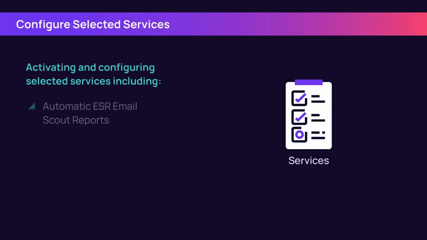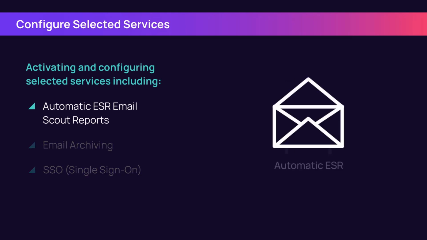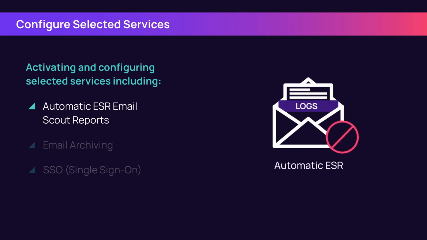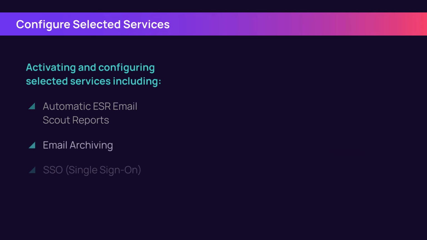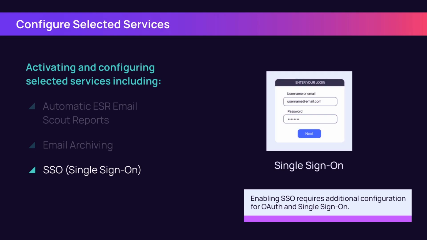Activating and configuring selected services included in the Microsoft 365 Sync involves enabling and setting up specific features to enhance security, compliance, and usability, such as automatic ESR. If enabled, email scout reports will be sent automatically to each recipient in your domain. Archiving ensures the long-term storage and retrieval of emails for regulatory compliance and organizational needs. SSO, Single Sign-On, simplifies user authentication by allowing access to multiple systems with one set of credentials, improving security and user convenience.